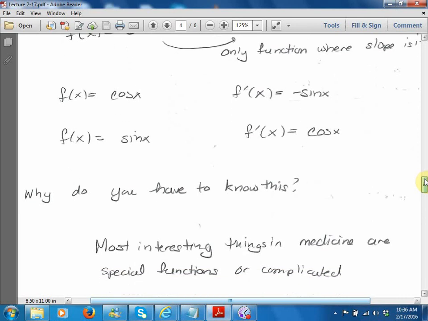So why do you have to know this? Most interesting things in medicine are special functions. They might be a nasty looking polynomial. They might be a log. I showed you a log in here before. And we see something called S-curves a lot. I'm going to show you something with S-curves today so you can see what that looks like. But they're more complicated. And would you have to know to take the derivative of it? My colleagues don't. But they know what it is, and they'll go and say, I think this is more complicated, and they'll find the right expertise. Or they might get a degree in it, like the guy that's applying for our job right now.